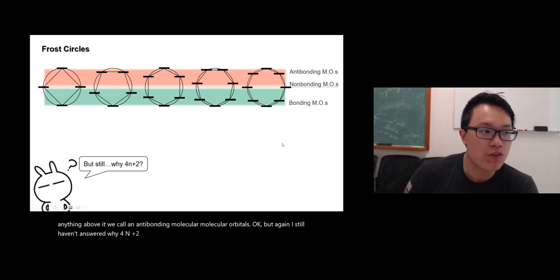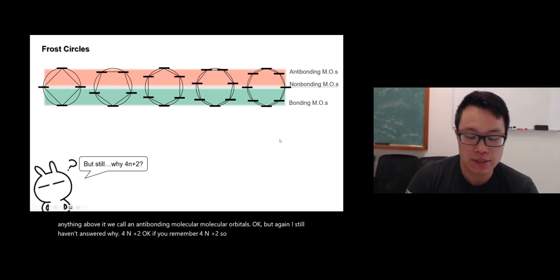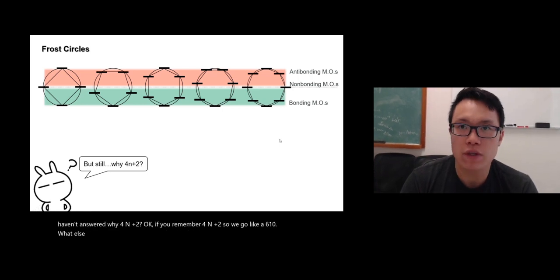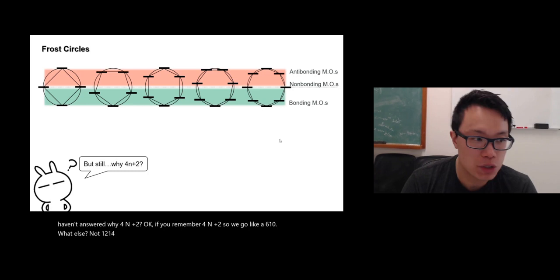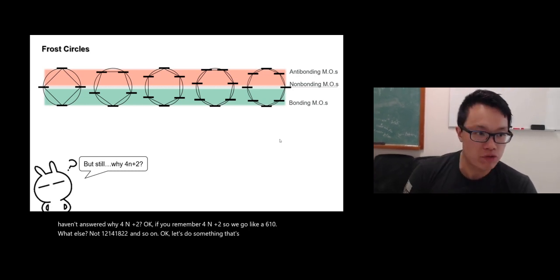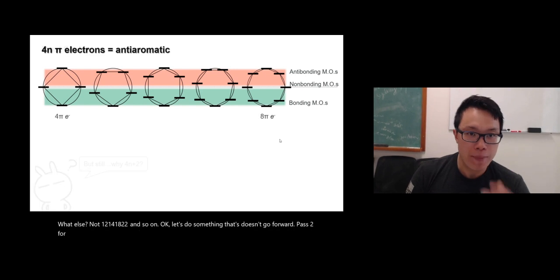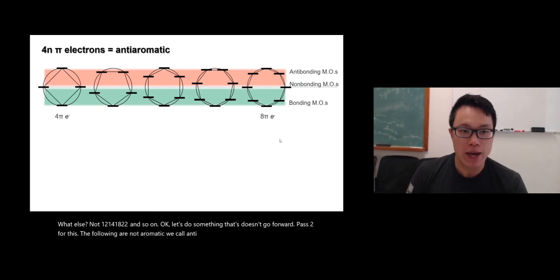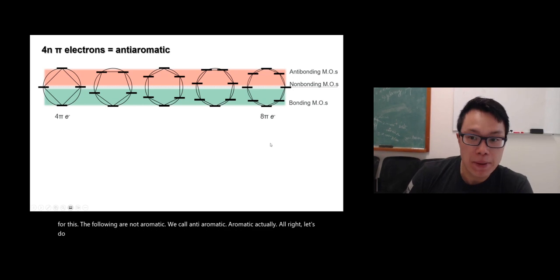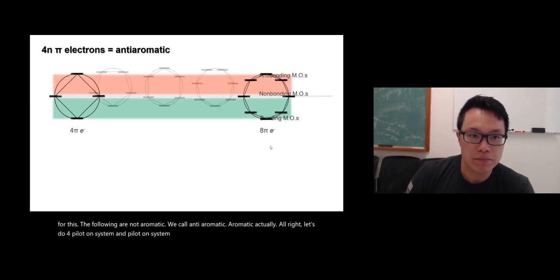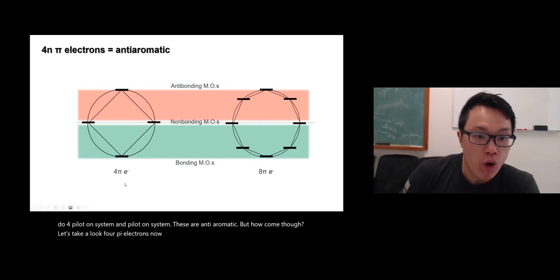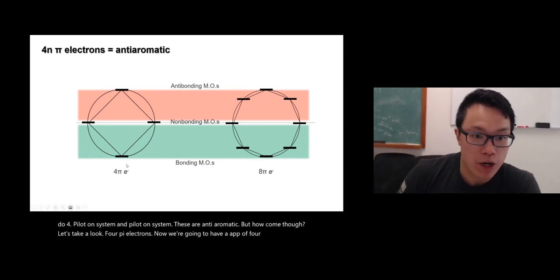If you remember 4n plus 2, we go 6, 10, 14, 18, 22, and so on. Let's do something that doesn't follow 4n plus 2 first. The following are not aromatic. We call them anti-aromatic. Actually, let's do a 4 pi electron system. These are anti-aromatic. But how come though? Let's take a look. 4 pi electrons. Now we're going to add all 4 pi electrons in this diagram.